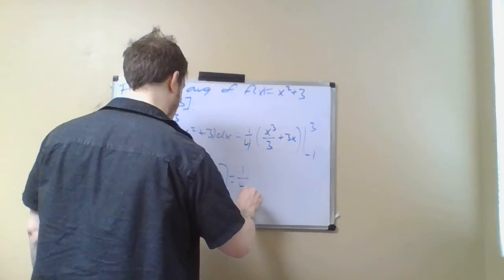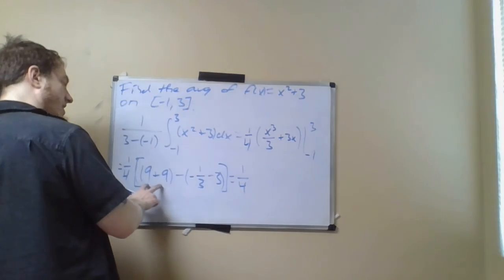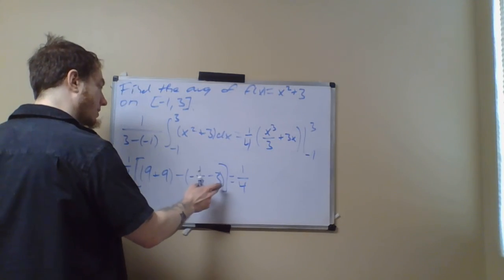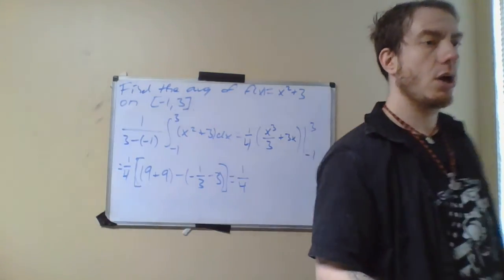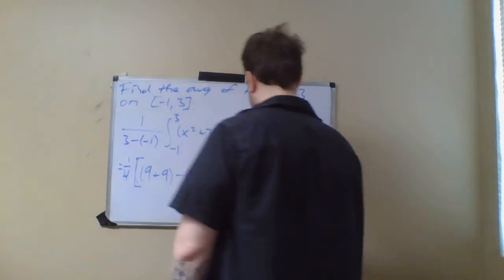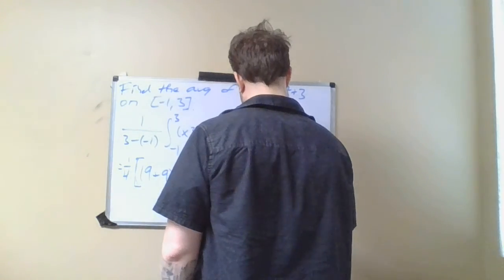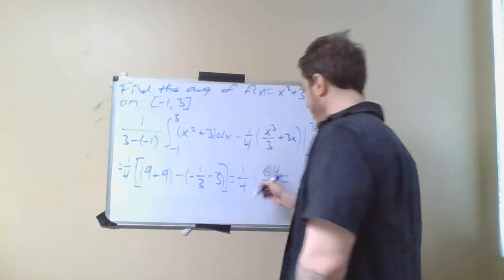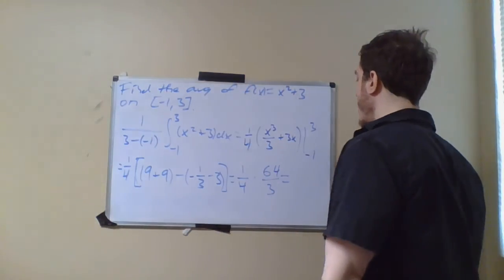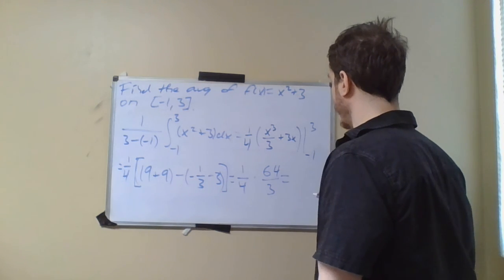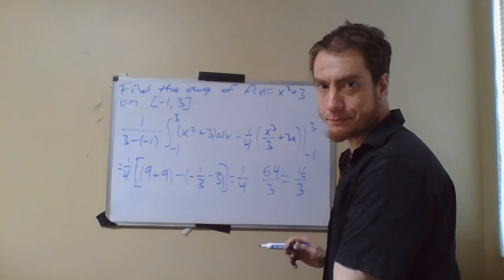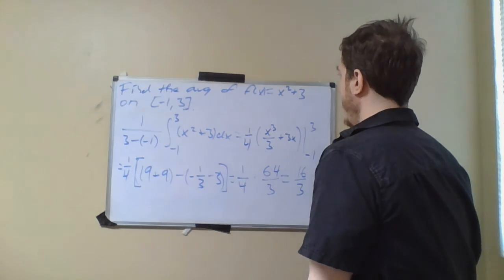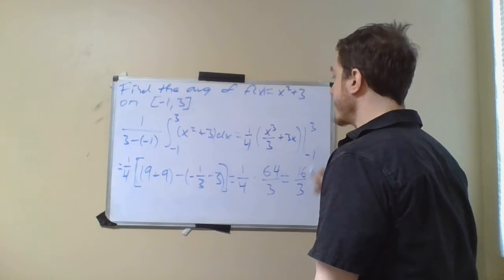So this becomes 1 over 4. So this is going to be 18 plus 3 1/3. That's 21 1/3, or 64 thirds. And 64 divided by 4 is going to be 16. So we end up with 16 over 3. And there we go. That's our answer.